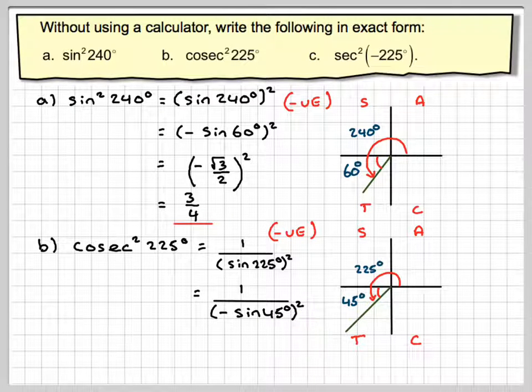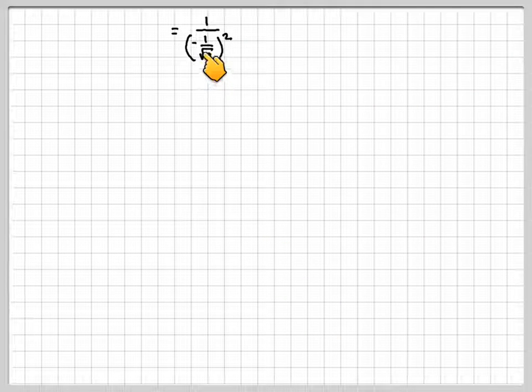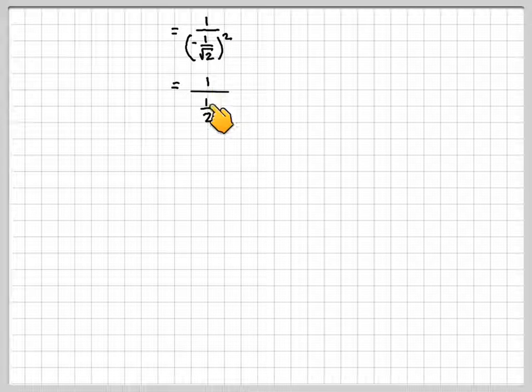45 degrees, all squared. Now sine of 45 is 1 over root 2, so it's going to be 1 over, in brackets, minus 1 over root 2, all squared. Carrying on, we're going to get 1 over minus 1 over root 2 squared. Squaring this, we're going to get 1 over 1 over root 2 squared, which is 1 over a half, and 1 divided by a half is 2.